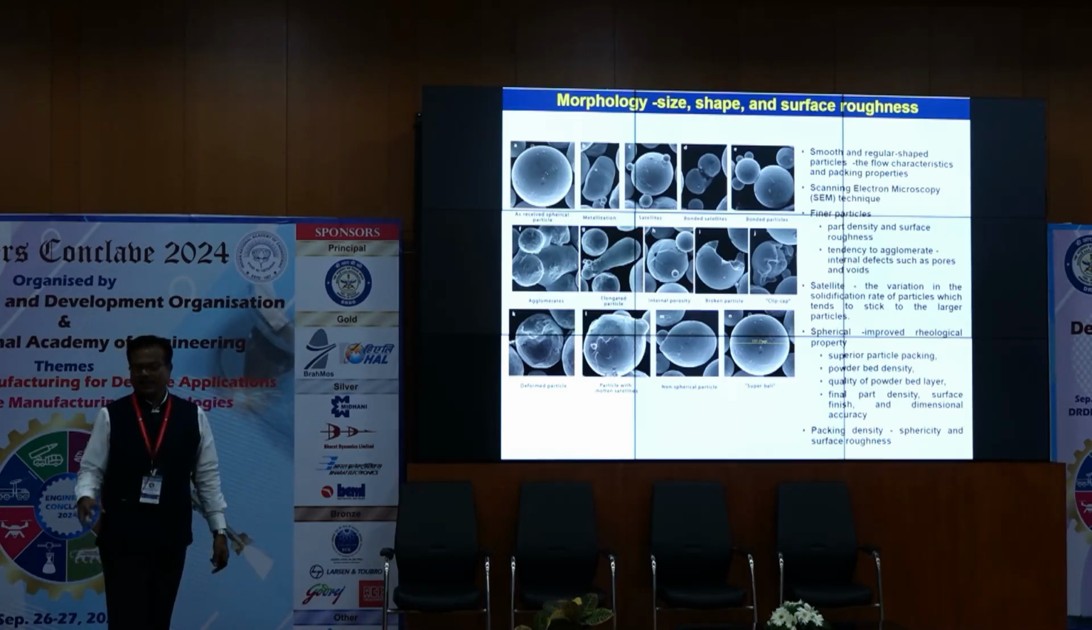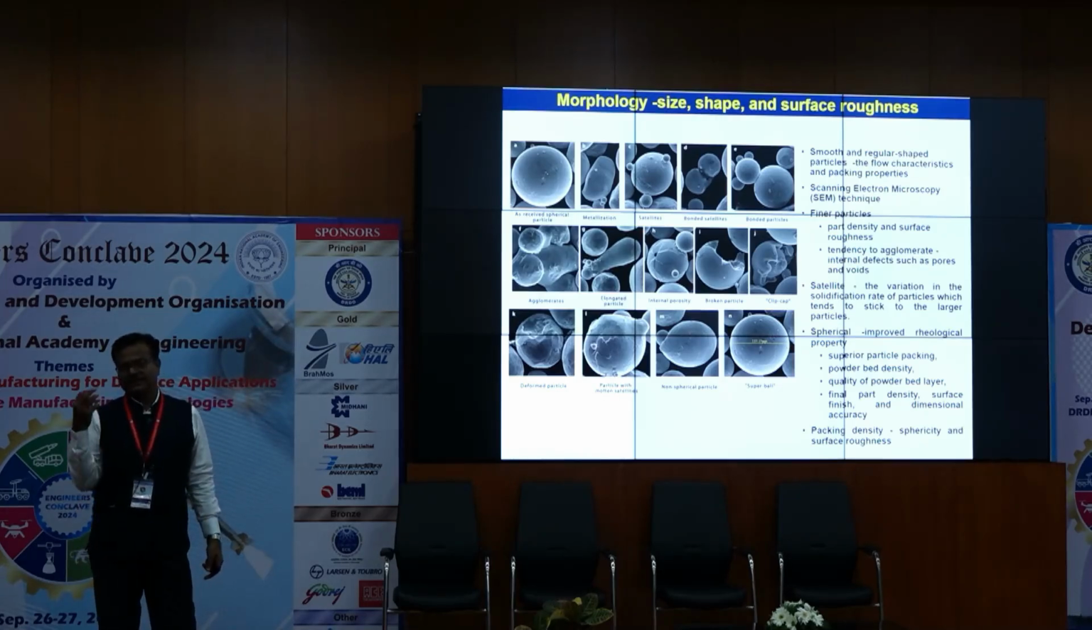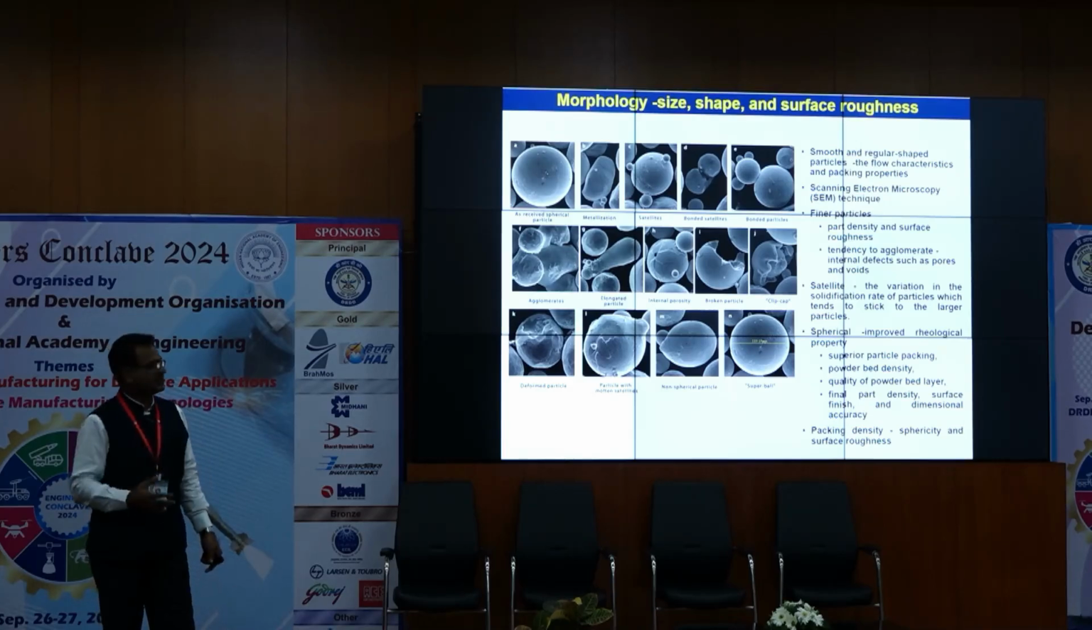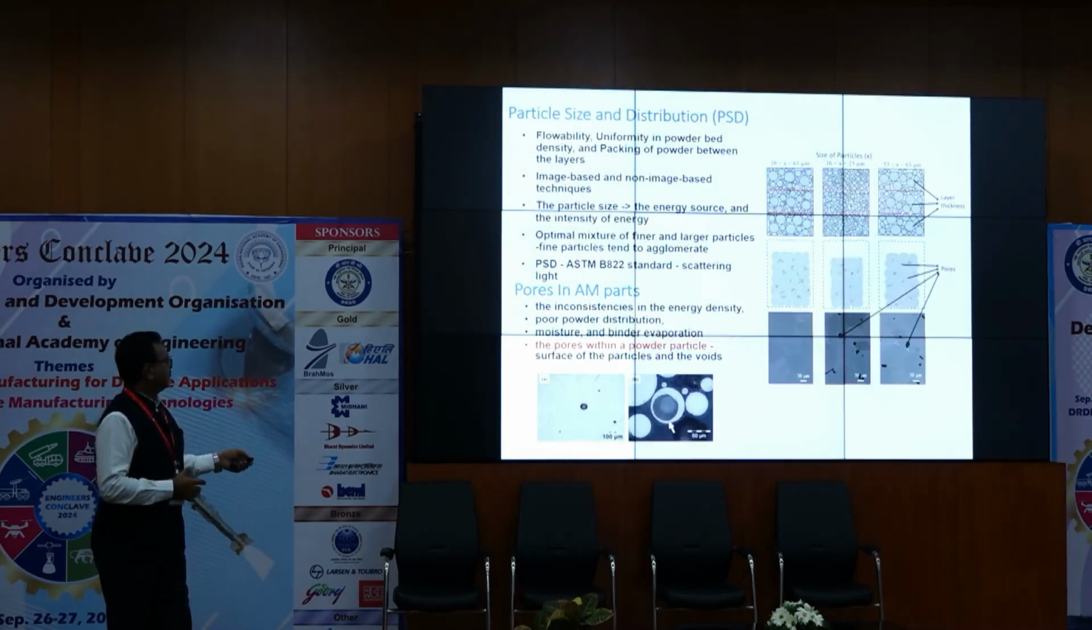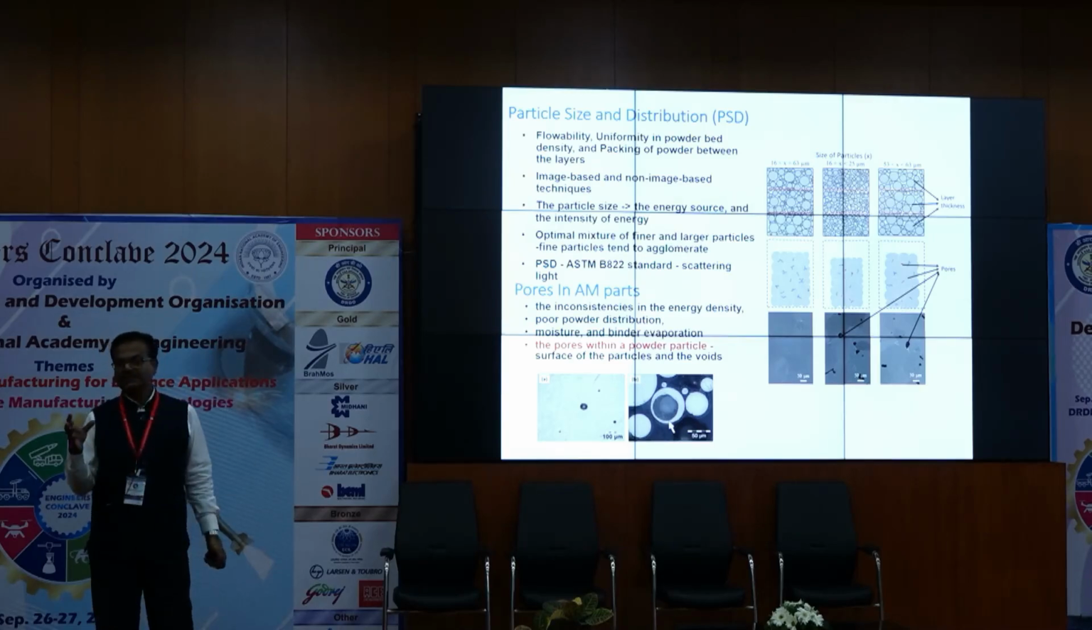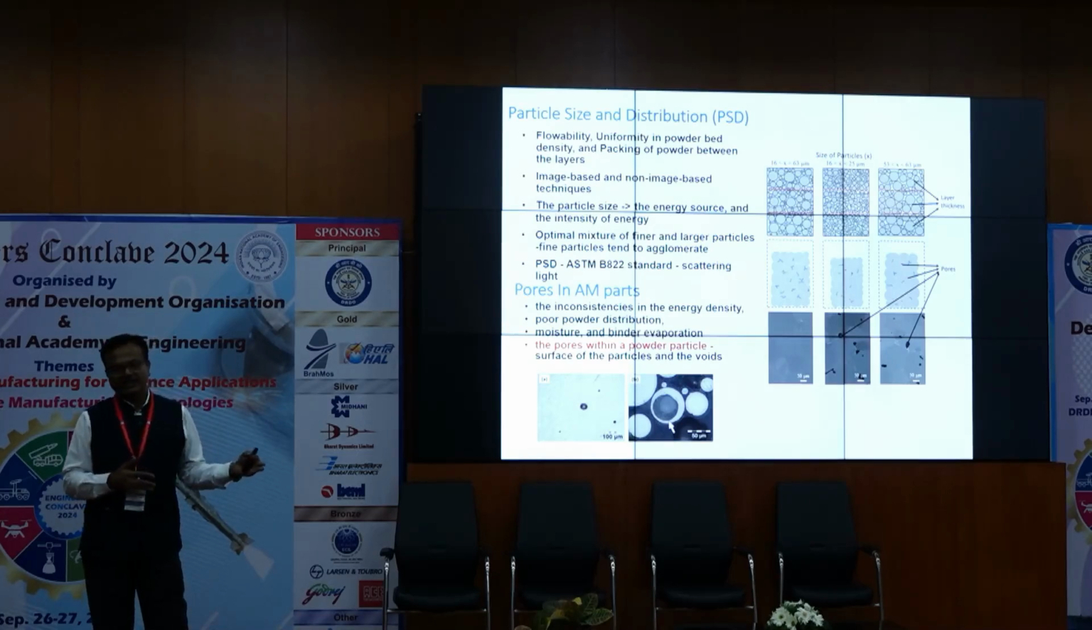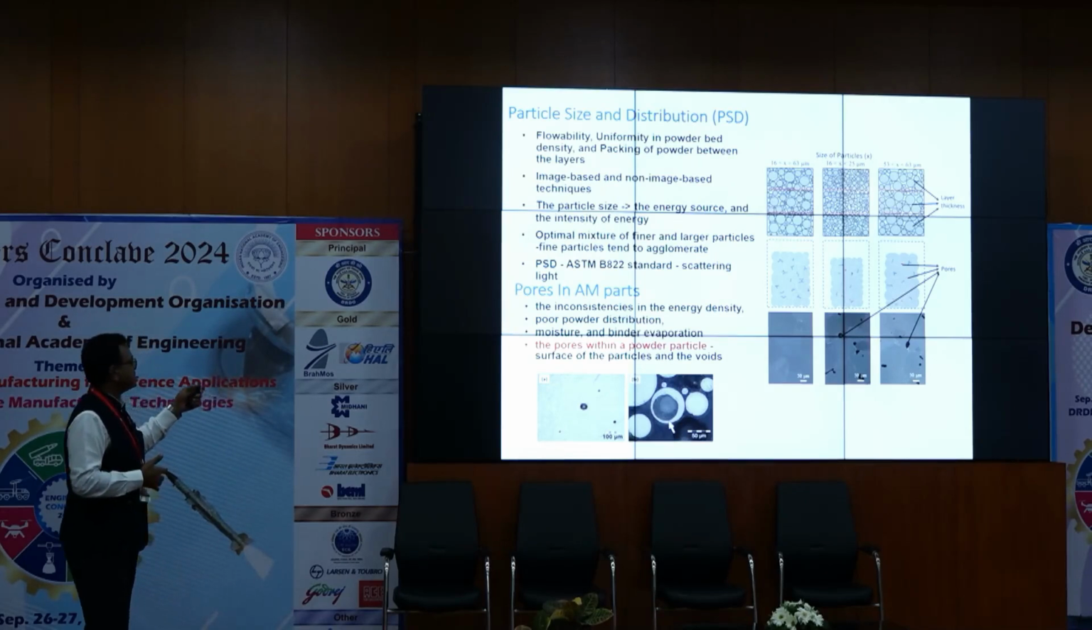But essentially, how do you control the powder to get a near-net spherical shape without any defects, without any satellite particles, without any pores? So that's a challenge. Another question is, you need to use a particular size distribution for a particular application. You cannot use a very wide distribution, whatever I get from my powder production unit. It generally depends upon the flowability, uniformity in powder bed density and packing of powder between the layers. So that's very, very critical.